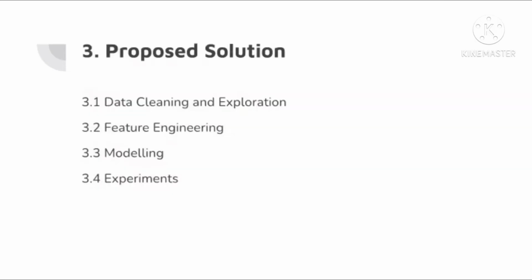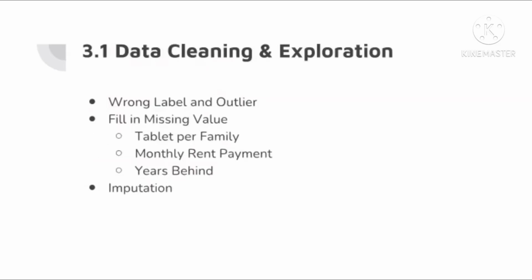Moving on, we will look at the proposed solution, which consists of these 4 steps: data cleaning, feature engineering, modeling and experiments. In the first step, we start by exploring and cleaning the dataset. Here is a summary of what we have done: correcting wrong label and outlier, filling in missing value and imputation.